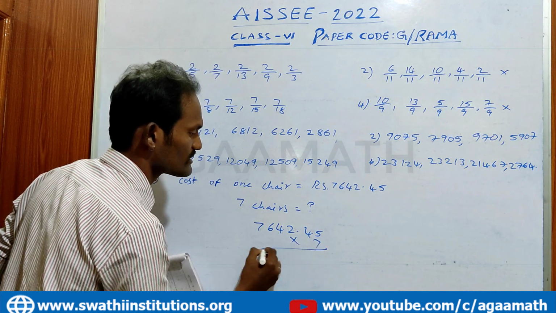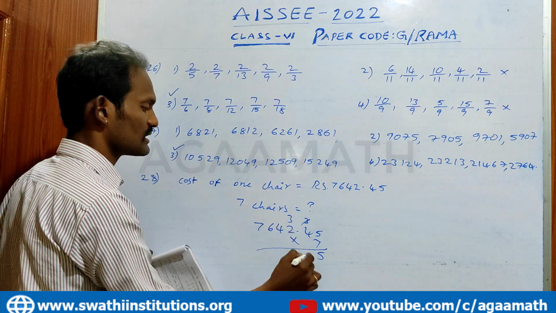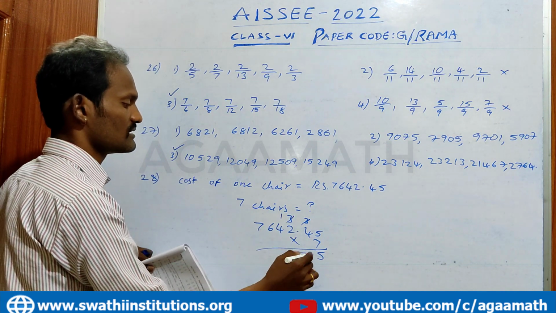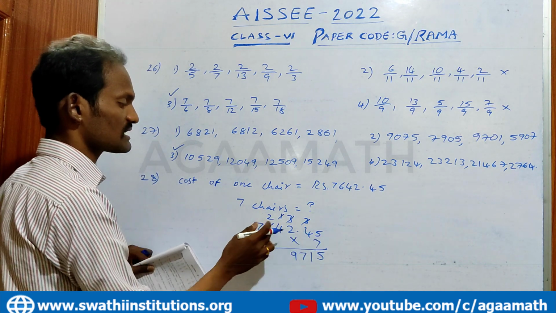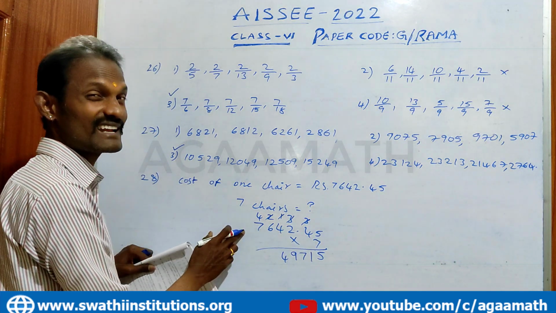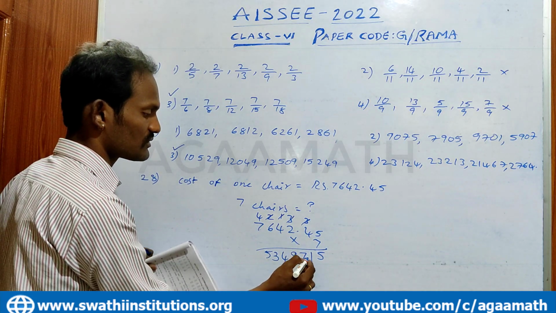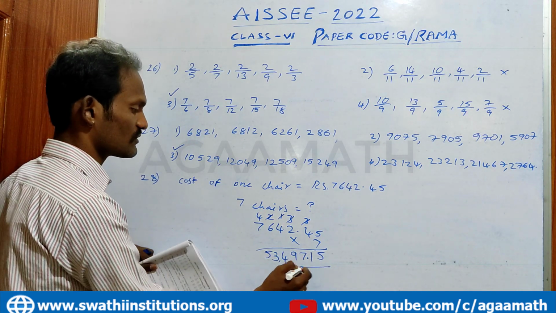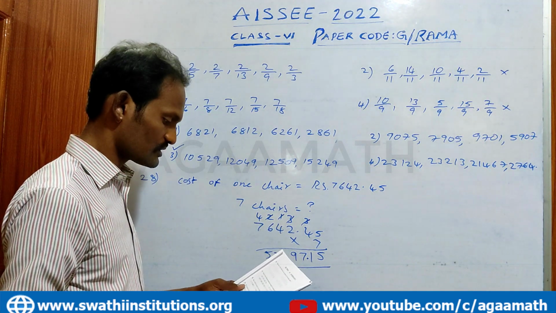times 7. 7 5 is 35. 3 remain. 7 4 is 28 plus 3, 31. 7 2 is 14 plus 3, 17. 7 4 is 28 plus 1, 29. 7 6 42 plus 2, 44. 7 7 is 49, 49 plus 4 is 53. And we have 2 decimals, so I just put point here for 2 decimals, and the cost is 53,497 rupees 15 paisa. So according to that, the option is 2.